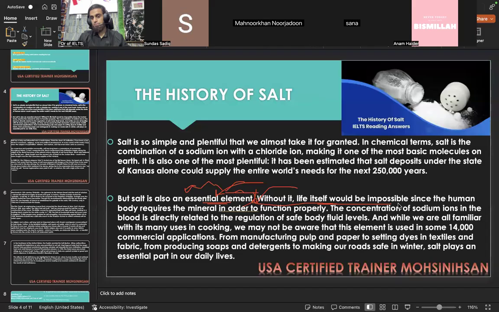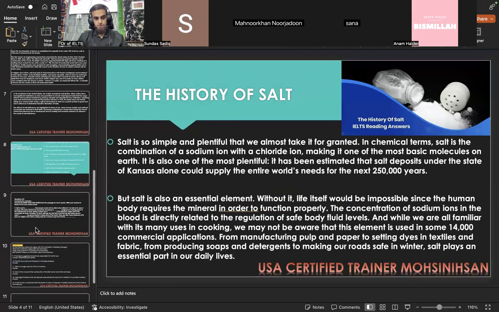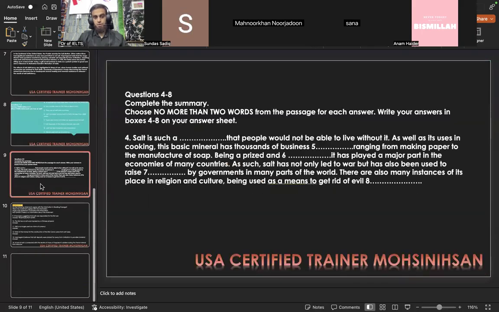Life itself would be impossible since the human body requires the salt in order to function properly, or the mineral, right? So salt is such a mineral because of which life is not possible if it is not present there, right? So here I hope it is clear, and we go for the option mineral. Let's see the second MCQ.